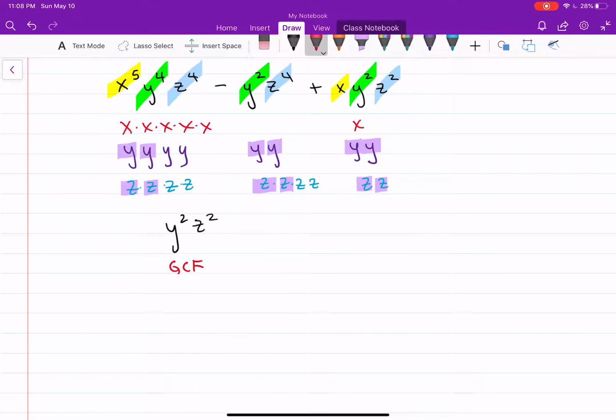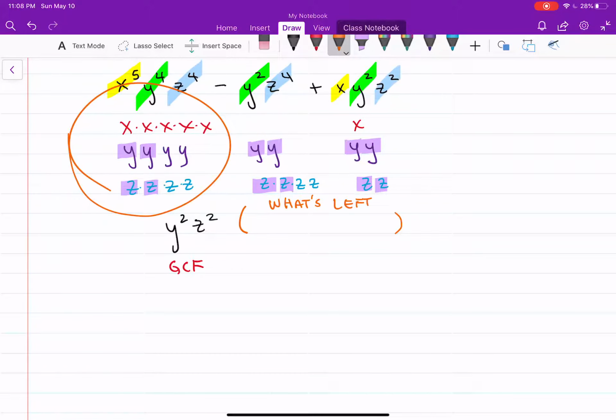Okay? So with factoring, what I also need is what's left. Okay, so if whatever I highlighted is gone, what's in the first bin that's left? Well, if I look at the very first bin here, I'm looking there to see what's not highlighted. Well, what's not highlighted is x to the fifth, y squared, z squared, right?